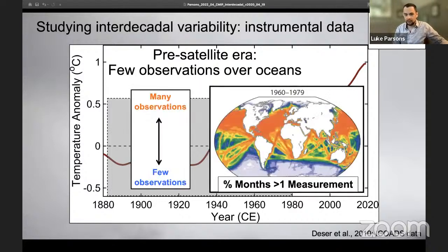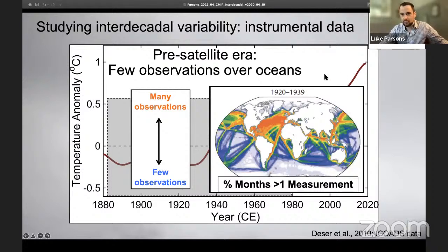To illustrate my point, I pulled a figure from Clara Desser's 2010 paper looking at the number of measurements per month, or percent of months that have good observations. This is in the 20 years leading up to the satellite era. The hot colors here indicate many observations and the cool colors indicate few observations. So notice really well observed oceans in the mid latitudes in the Northern Hemisphere, almost no observations over the Southern Ocean.